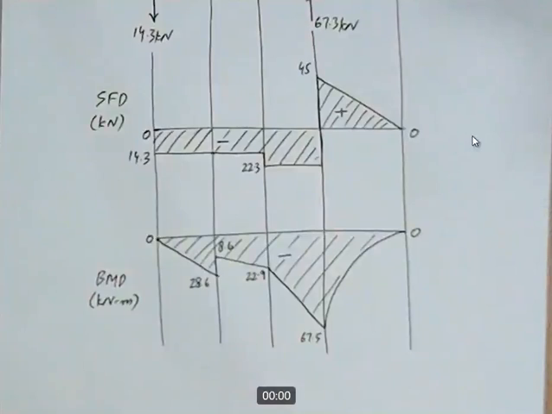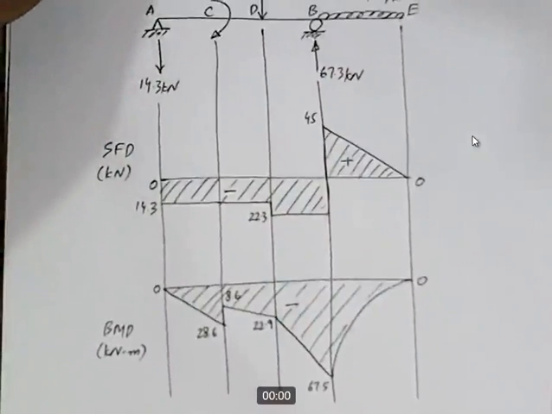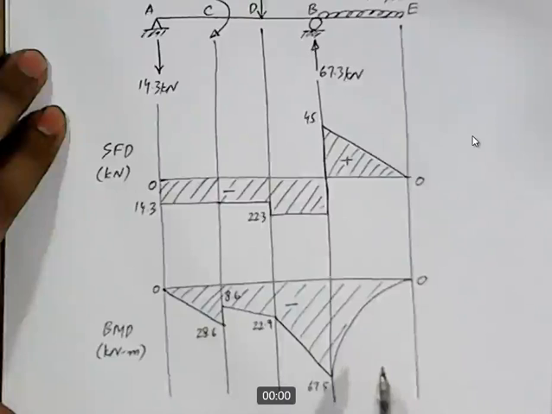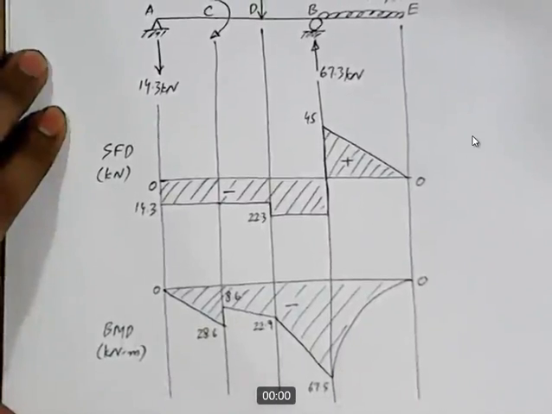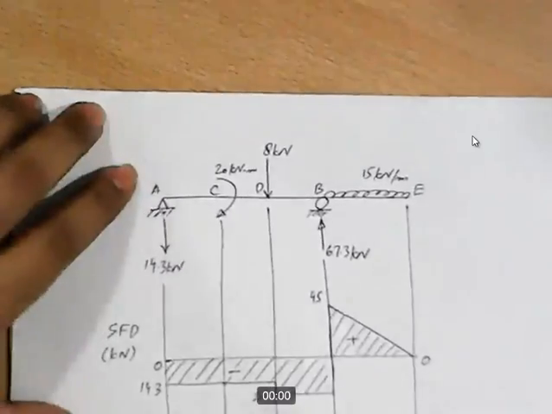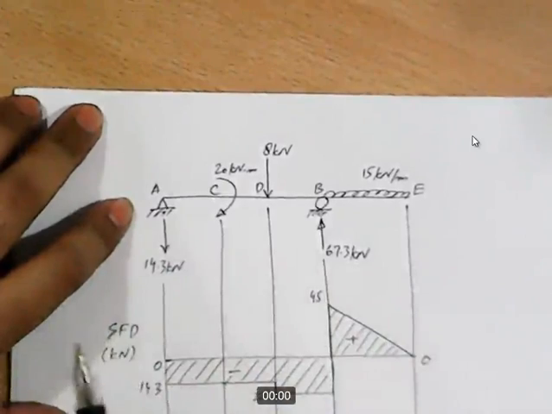Okay, now the last step. The last step is to draw the elastic curve, and in this case the entire bending moment diagram is negative. It means that the entire beam is hogging. So our entire elastic curve will be hogging, and just keep one thing in mind, the elastic curve always passes through the supports.